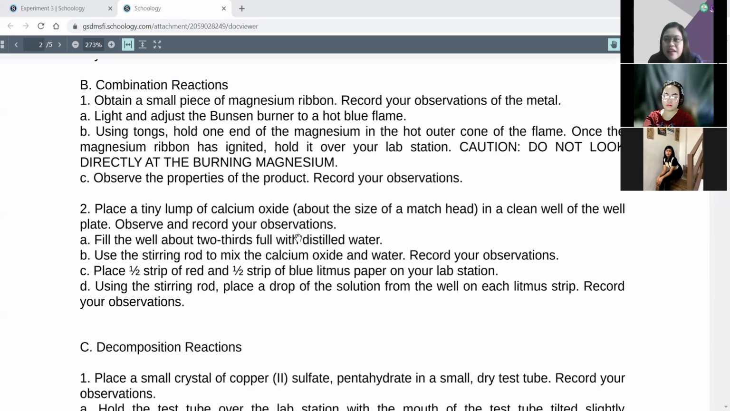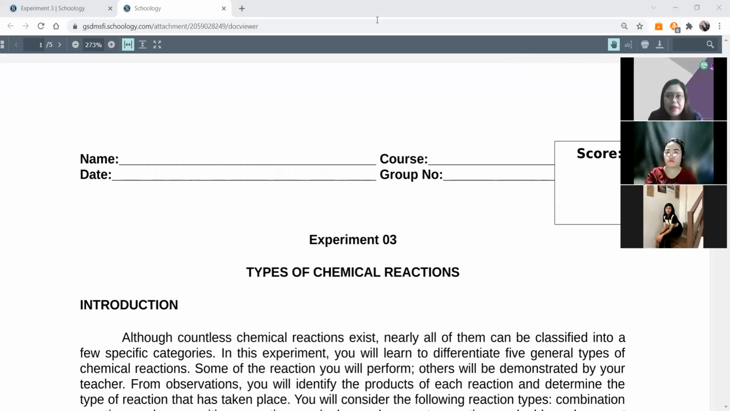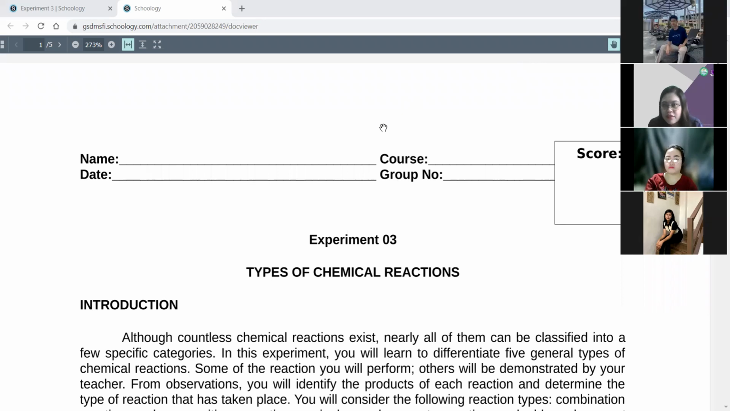Questions about this activity? Anything that you would like to clarify? This is handwritten and you have to submit again a file na naka-PDF. Yes, Ryan? Need pa po ba isulat yung chemical equation, ma'am?